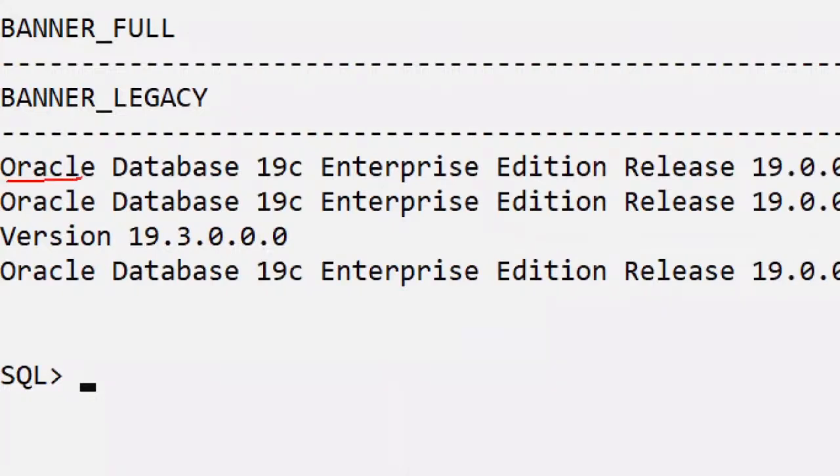Oracle is a product from Oracle Corporation. But what type of product is this? A database product. The version we are learning in our course is 19c, a version of this database product.